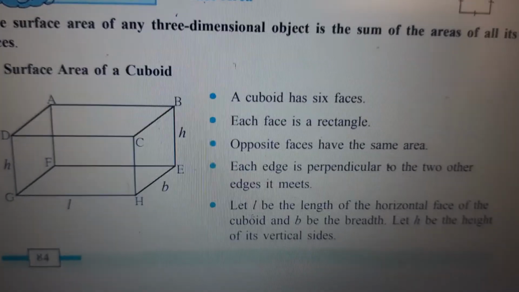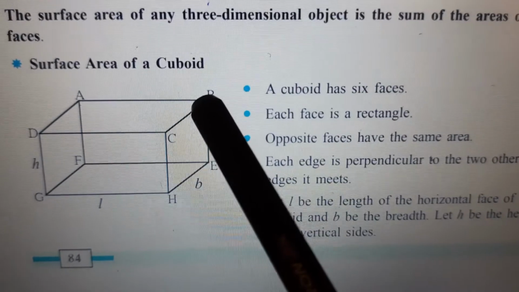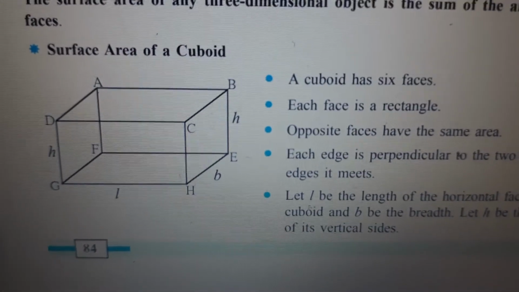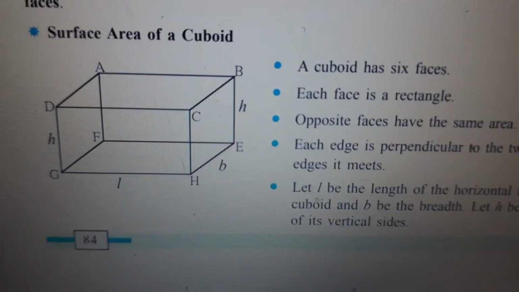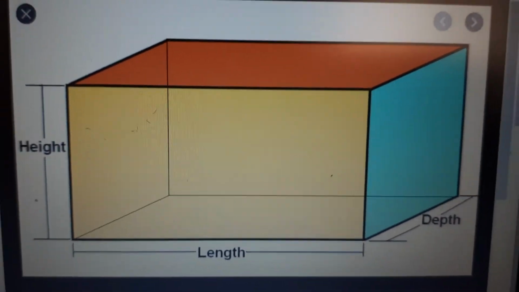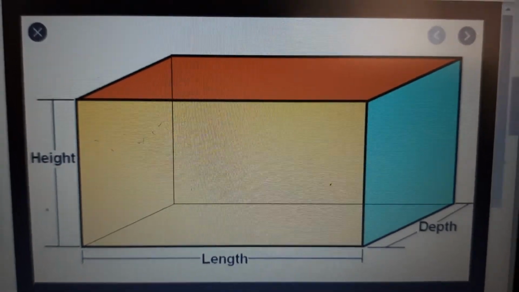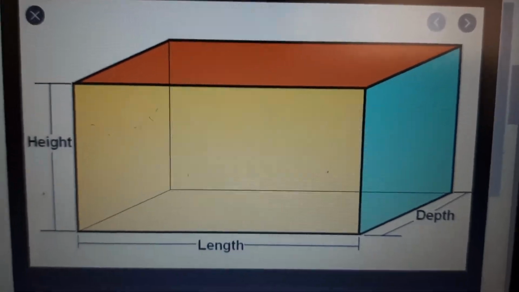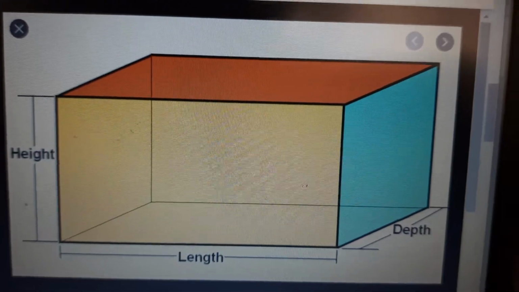So here in the cuboid you can see these surfaces which are flat. For each surface we will have to find out the area. Now cuboid is like a rectangle and cube is like a square. Let's see that. This is a cuboid, children. You can see that in standard 5 you have made this cuboid, if you remember. So this is a cuboid, a 3-dimensional figure. You have the length, you have the height, you have the depth. Depth means breadth.